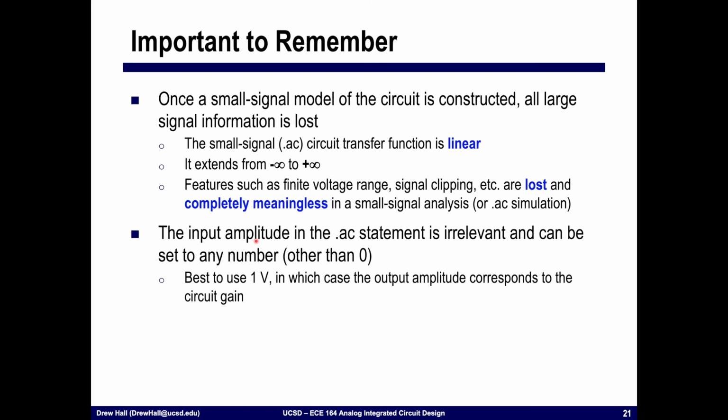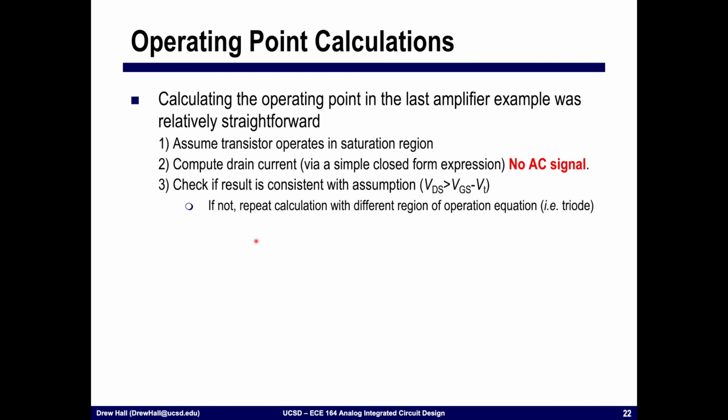All right, so the operating point for the transistor in the example that we just did was relatively straightforward. Okay? We essentially did a couple of steps. One, we assumed a region of operation for each device. In this case, we assumed that the transistor was operating in saturation. Second, we computed the drain current via a simple closed form expression. Okay, so that was the ID expression that we used. There are no AC signals present when we are doing the DC operating point calculation.